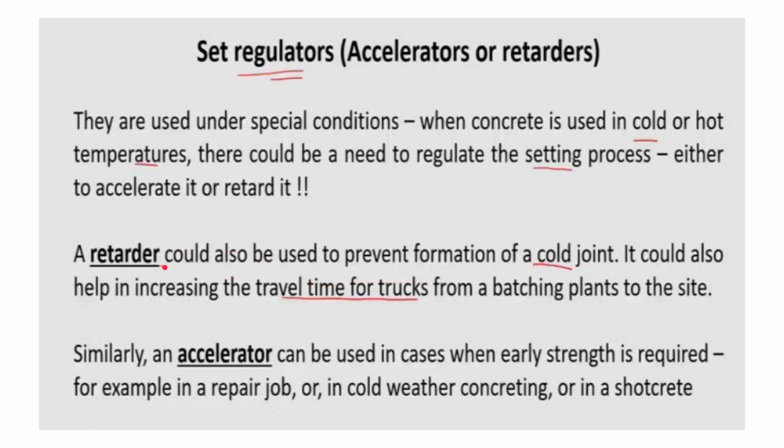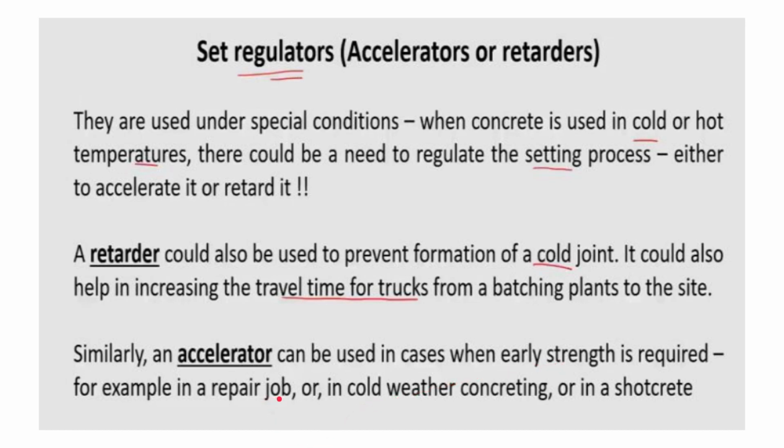So the retarder can be used to prevent the cold joint formation, and it can also help in increasing the travel time for trucks, okay. So when you have to shift the concrete from the batching plant to the site, if the distance is quite large, we use the help of a retarder, okay. Similarly, an accelerator is used for early strength, when we require strength very early, okay.